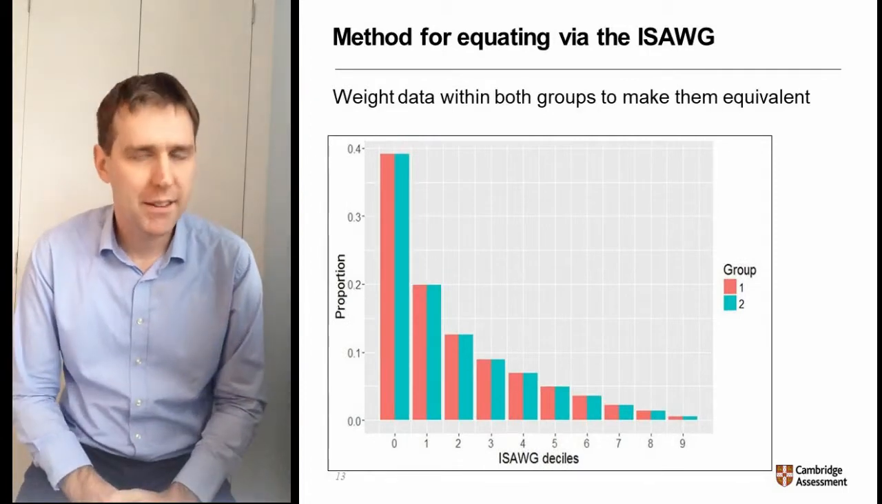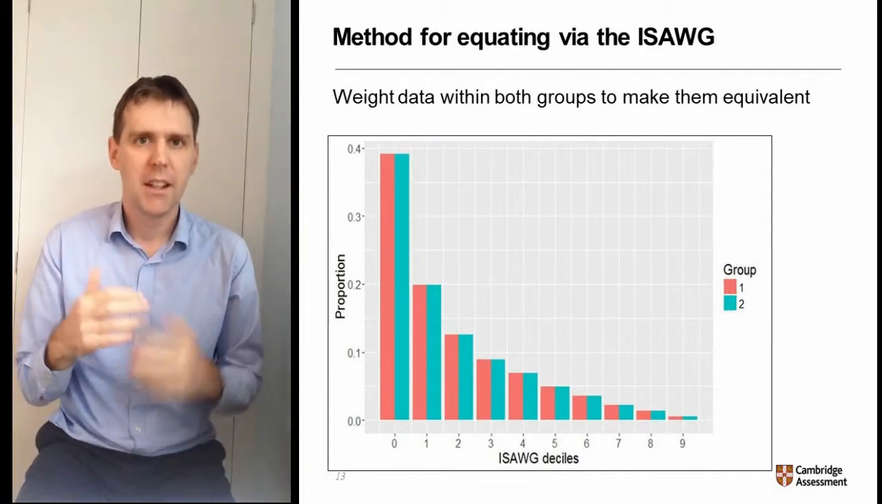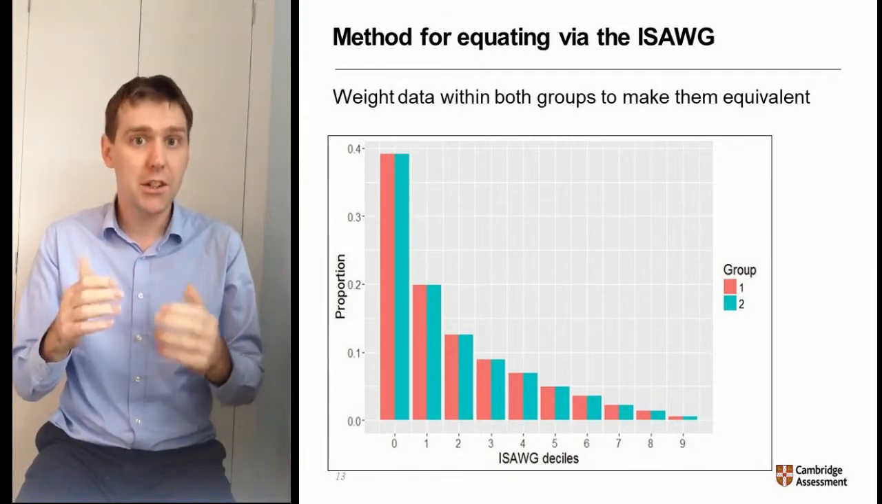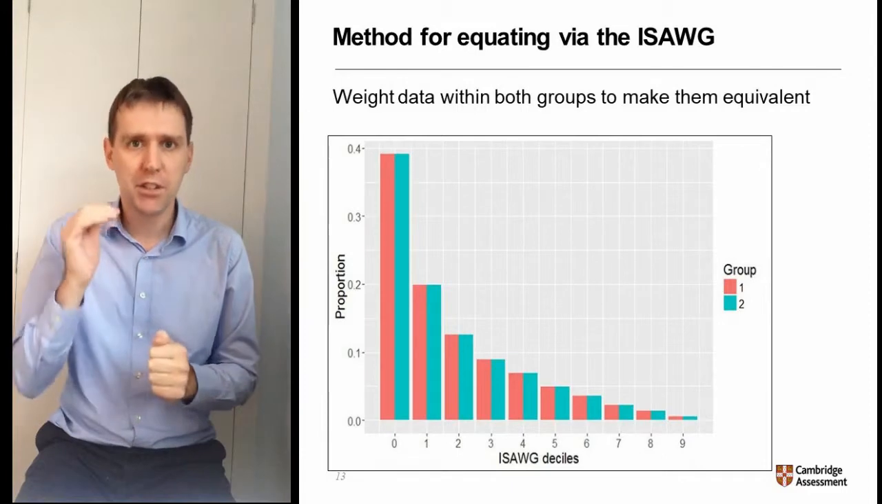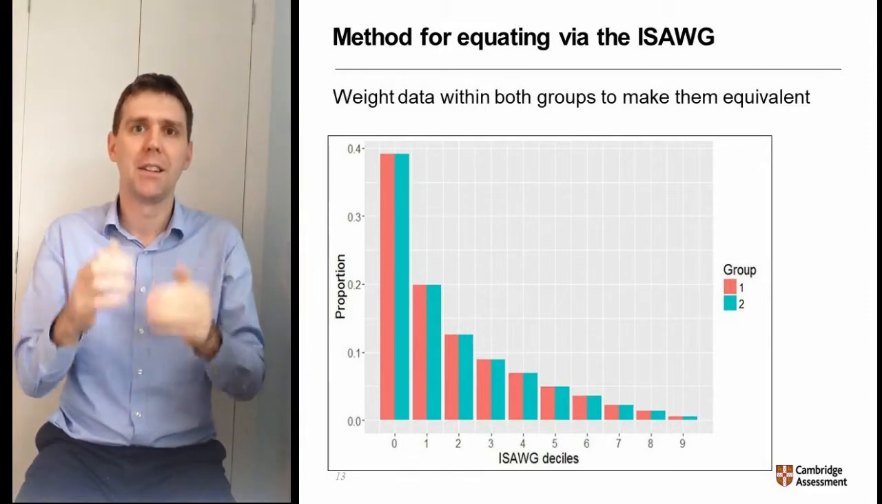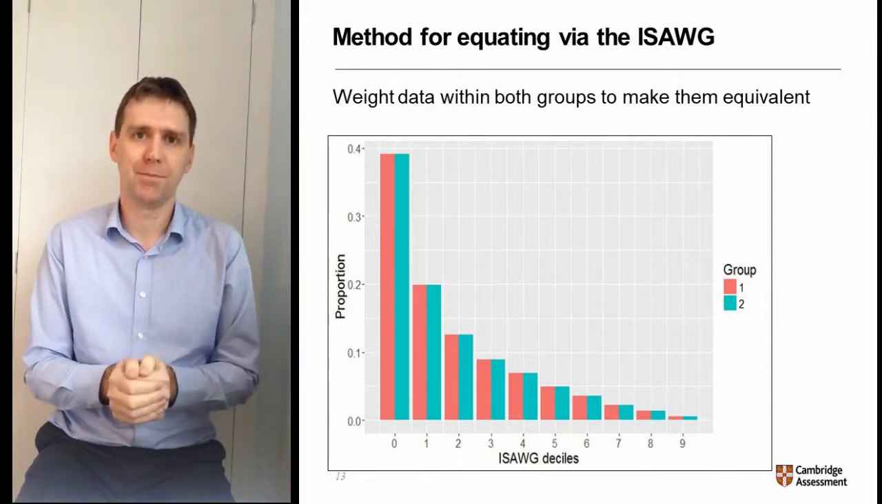Now, I weight the data so that group 1 and group 2 are equivalent. This is like taking samples from our data so that within each achievement band we would have the same number of people in group 1 as in group 2. It would match up. This would mean that our two groups are roughly equivalent.